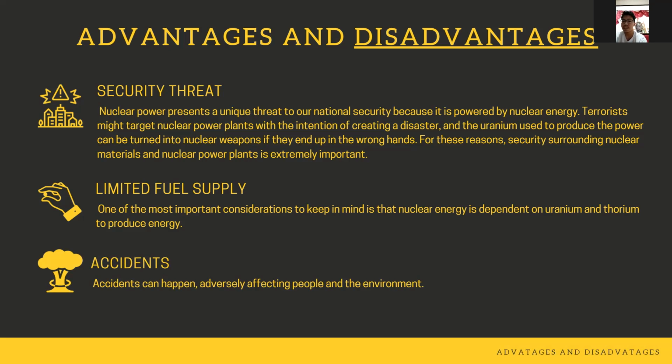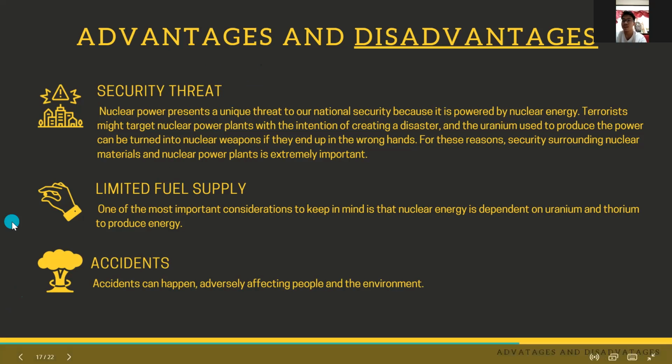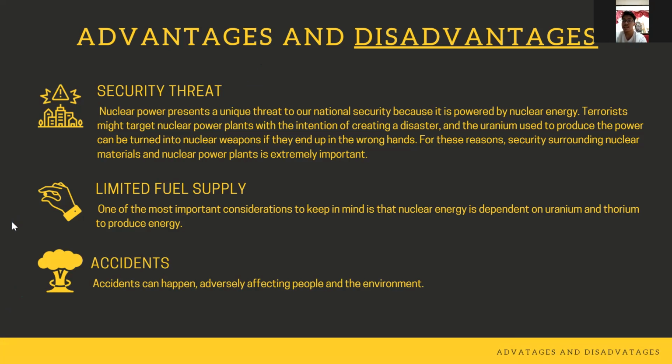Next is accidents. Accidents can happen, adversely affecting people and the environment. So nuclear power plants are in general very dangerous to everyone that is near, or whichever country a nuclear power plant is in, they are at potential danger due to the fact that it is just very dangerous.